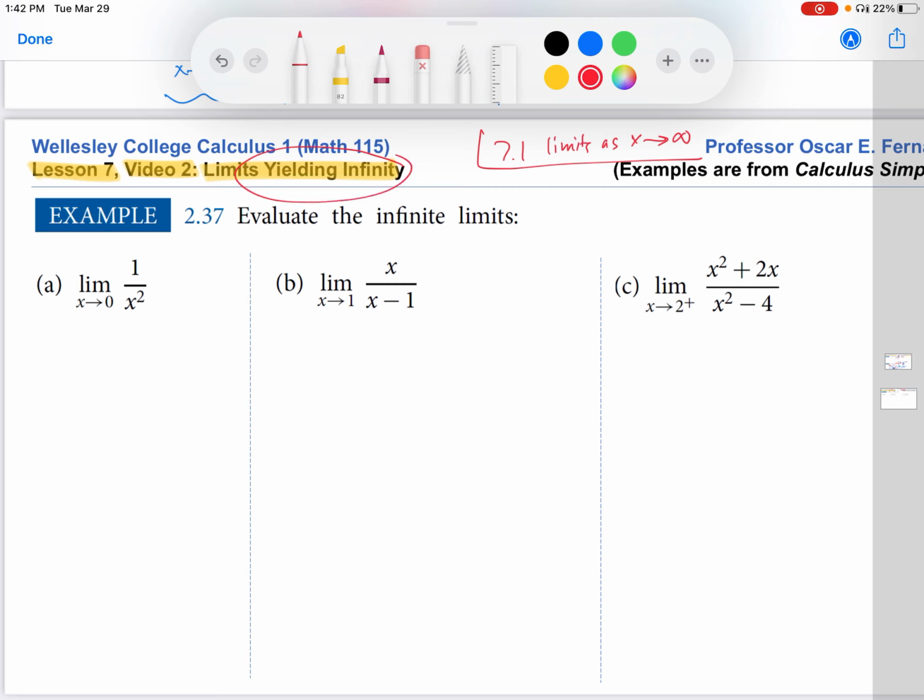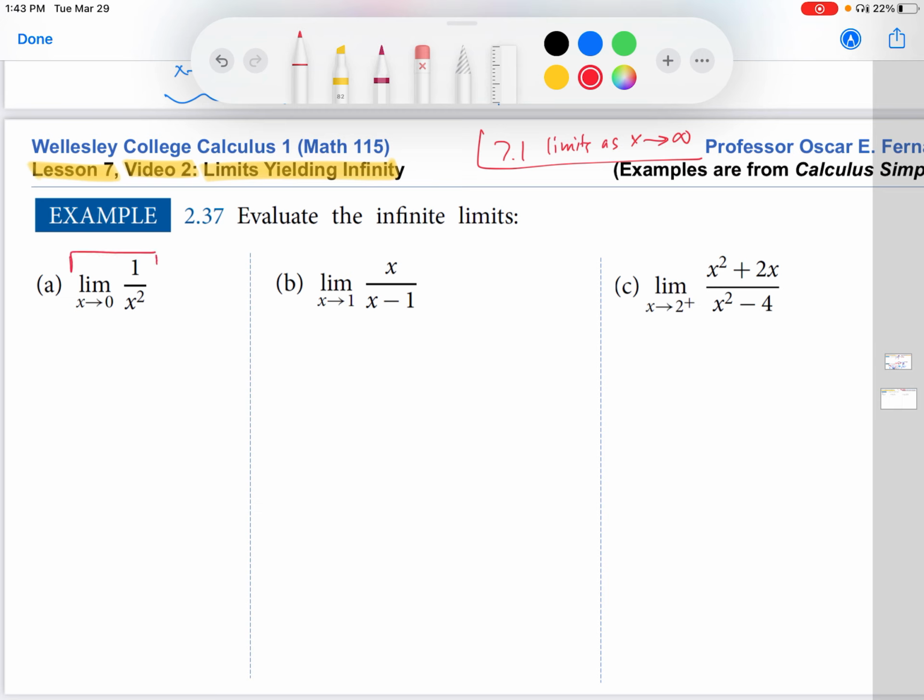This is a video about limits yielding infinity. Each of these limits is going to give us some version of plus or minus infinity. So we kind of know the answers right away, but it's the process and also the concepts that we're going to review that will get us to those determinations. So let's look at the first limit.